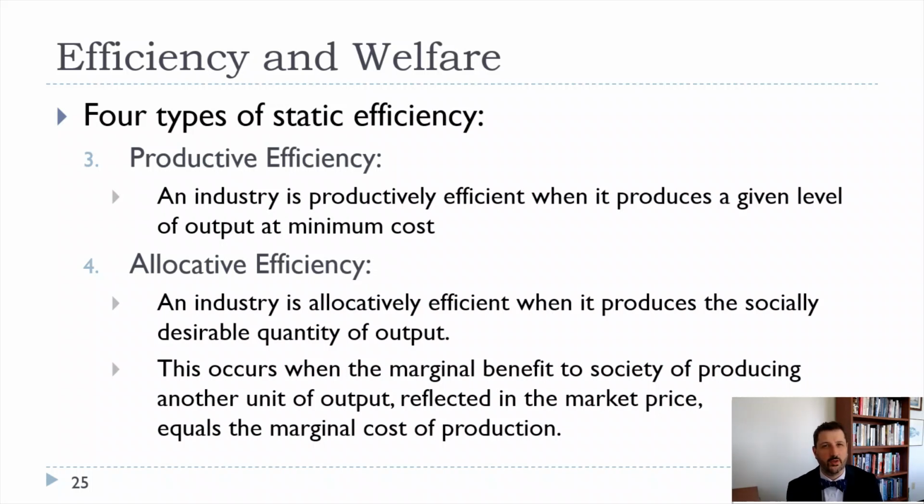And this is sort of the one that touches most on welfare, or at least most directly. And so the industry, we can say, is allocatively efficient when it produces the socially desirable quantity of output. What does that mean, socially desirable quantity of output? Well, if there are no externalities, so there's nothing outside the market that's a cost or a benefit, then okay, then we can say maybe that long run equilibrium is allocatively efficient.